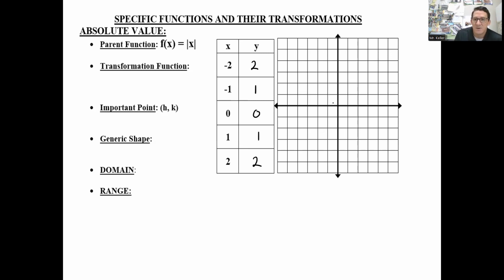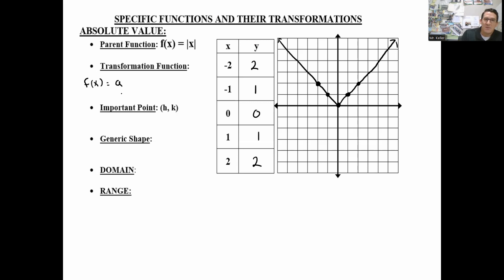And then here are the x, y coordinates that we're going to plot. So -2, +2. So that's left 2, up 2. -1, +1. That's left 1, up 1. 0, 0. 1, 1 is to the right 1, up 1. And then 2, 2 is right 2, up 2. So if you notice, we get all positive y values, and we get this nice V shape. So here is the basic absolute value function.